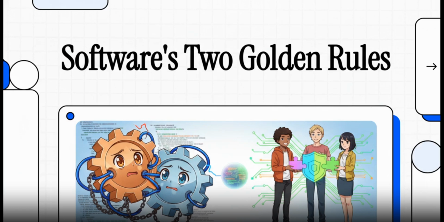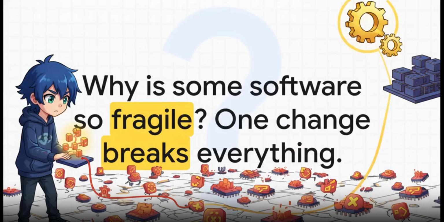All right, let's dive right in. Today, we're talking about two of the most critical ideas in all of software design, coupling and cohesion. And trust me, these aren't just fancy buzzwords. They're pretty much the secret sauce that decides if a software project is a joy to work on or an absolute nightmare. So, have you ever felt this?